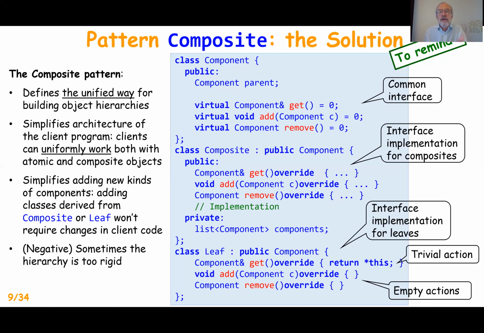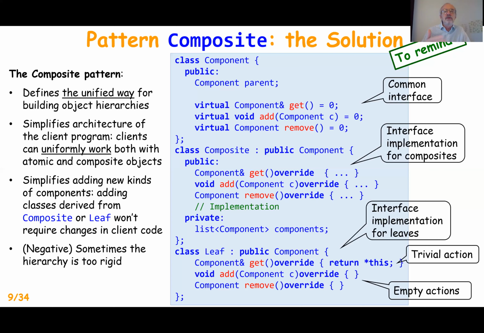In my example, the composite object is implemented as a list. I use the standard list class from the C++ standard library. And of course, get, set, add, and remove would deal with this internal representation. We are not interested in the details of such a representation.